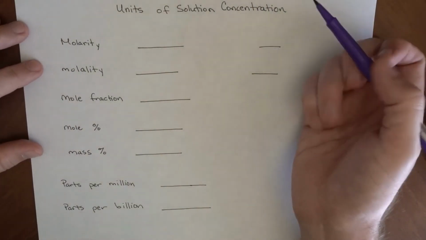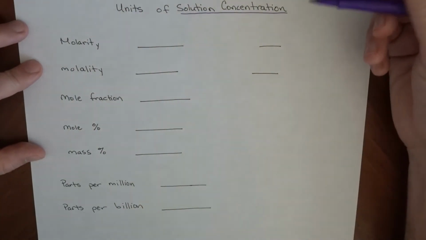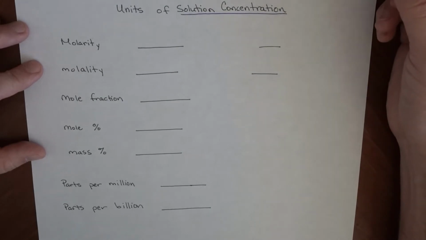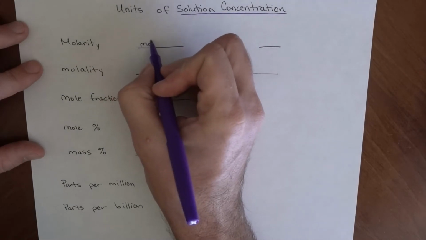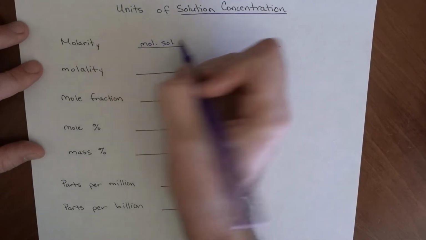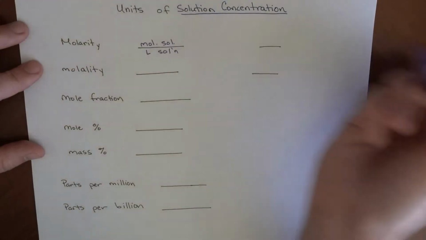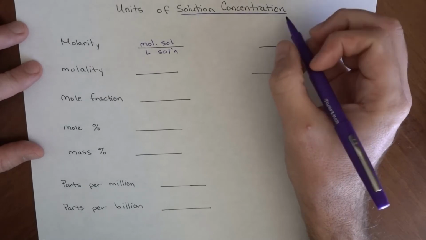So we're going to go over units of solution concentration. There are lots of different ways to represent how much stuff you have in solution, so we'll see what some of those are. One is already familiar to us, molarity, which is moles of solute over volume of solution. So liters of solution, the total volume that you have there, and that gets units of moles per liter.